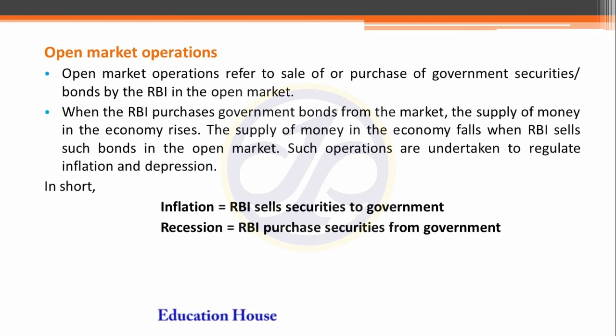But when a recession arises, at that time the Reserve Bank of India pushes liquidity into the market. At that time the Reserve Bank of India purchases securities from the government and releases lots of rupees into the market in terms of cash. So automatically the economic balance will be improved and liquidity will be released. In this way, through OMO, the Reserve Bank of India controls the liquidity.